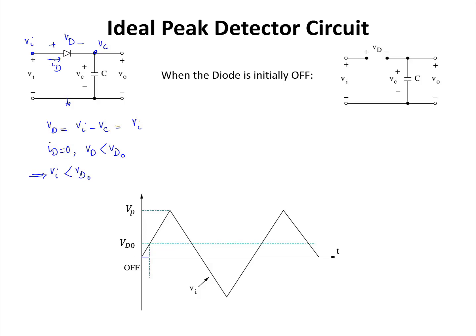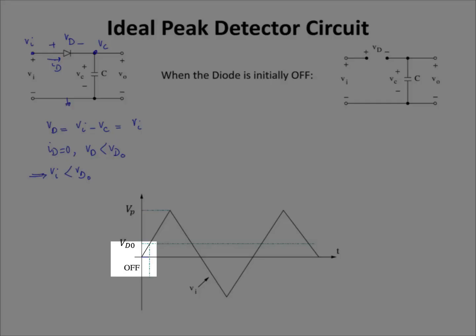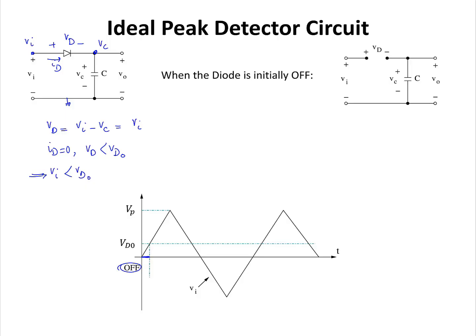So for Vi values less than Vd naught volts, the diode is going to be off, and we can replace it with an open circuit. So V out is equal to Vc, which is equal to 0 initially. So for this time range, as you can see, the diode is off and V out in this range is equal to 0. I'm plotting V out of t as a function of time with blue color.